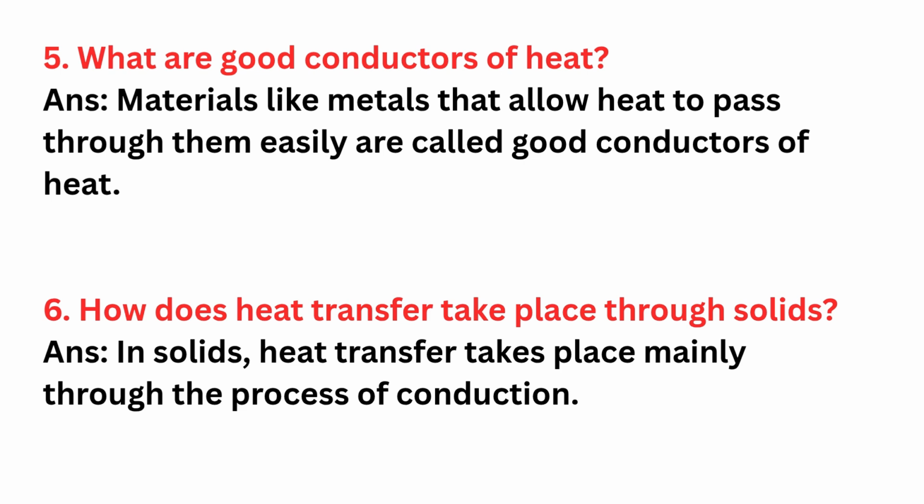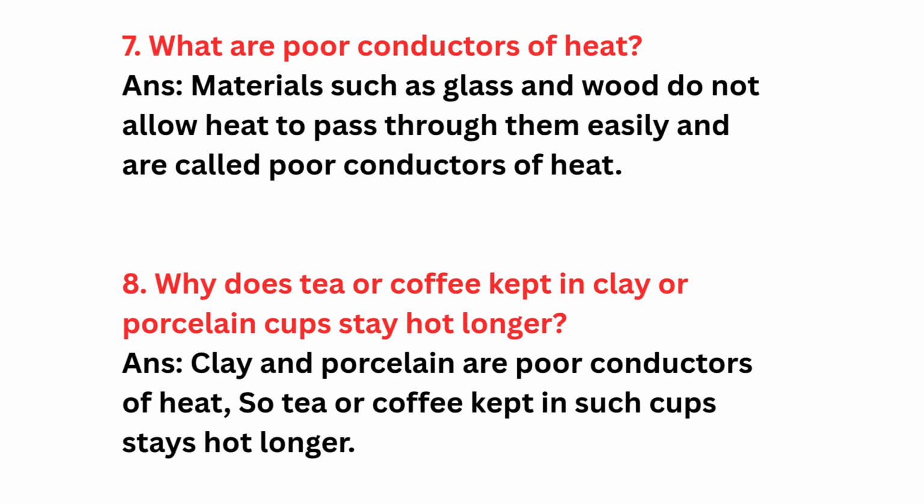Question number 6. How does heat transfer take place through solids? Answer. In solids, heat transfer takes place mainly through the process of conduction. Question number 7. What are poor conductors of heat? Answer. Materials such as glass and wood do not allow heat to pass through them easily and are called poor conductors of heat. Question number 8. Why does tea or coffee kept in clay or porcelain cups stay hot longer? Answer. Clay and porcelain are poor conductors of heat. So tea or coffee kept in such cups stays hot longer.